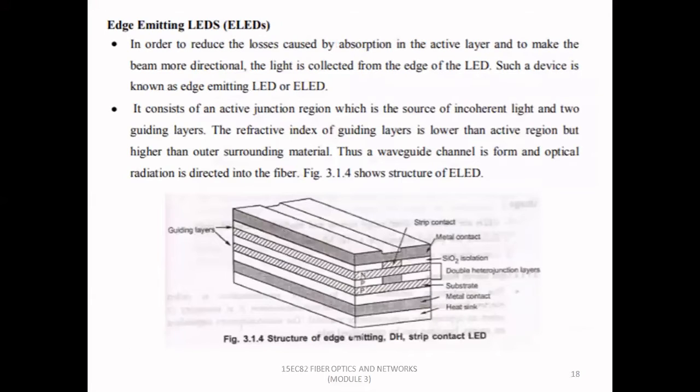Edge emitting LEDs or ELEDs. In order to reduce the losses caused by absorption in the active layer and to make the beam more directional, the light is collected from the edge of the LED.